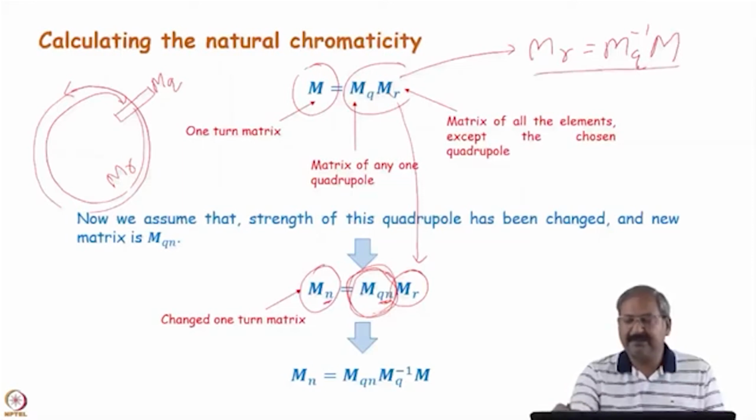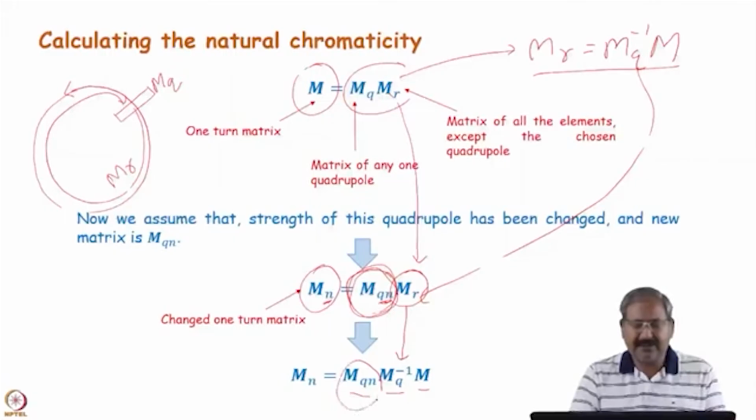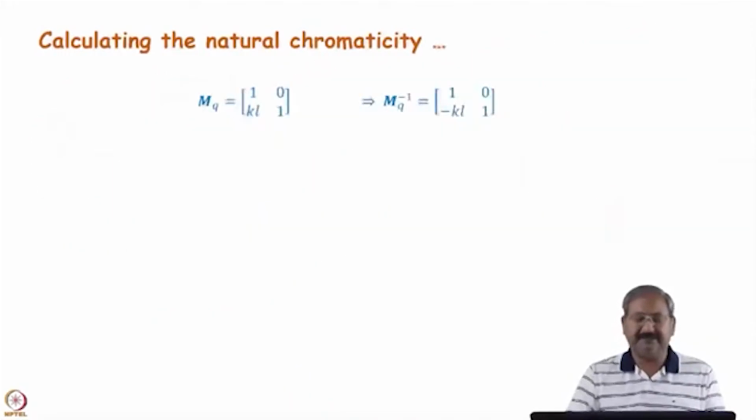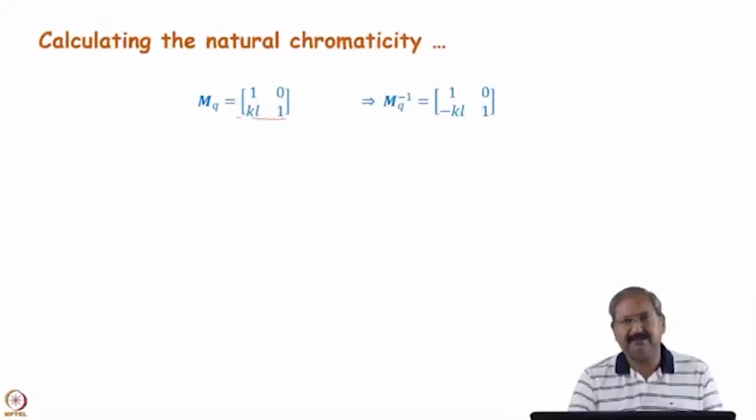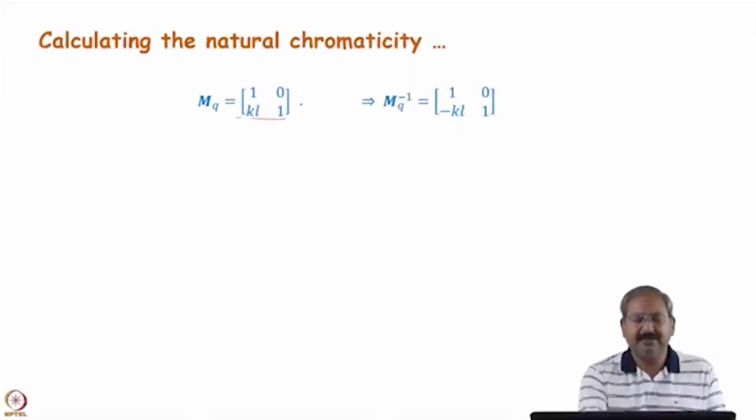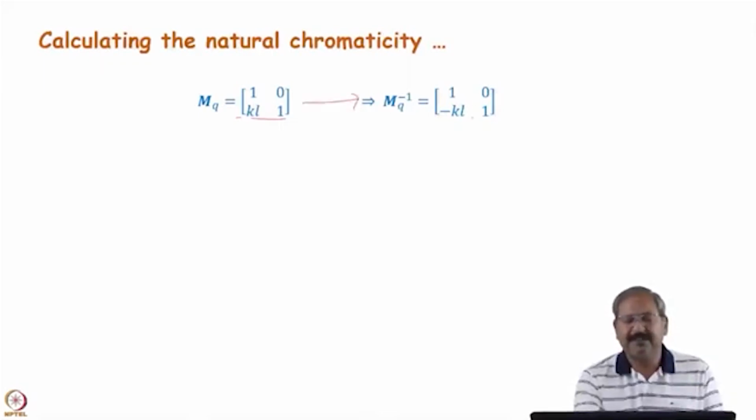So let us put this value of MR here. So you will get the result MQN, MQ inverse M. Here it is the quadrupole matrix with change in strength. It is the quadrupole matrix inverse with correct strength. So the quadrupole matrix with the correct strength is 1 0, minus KL 1. Here again we are considering the thin quadrupole, means we are working in the thin lens approximation. So the inverse of this matrix will be 1 0, KL 1. Only the sign of this element has been changed. The determinant of this matrix is 1.